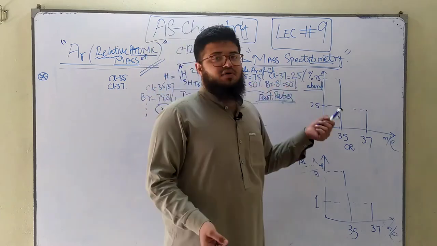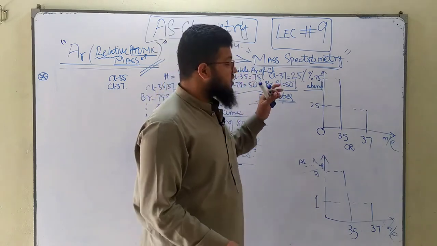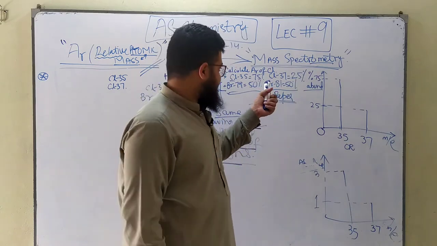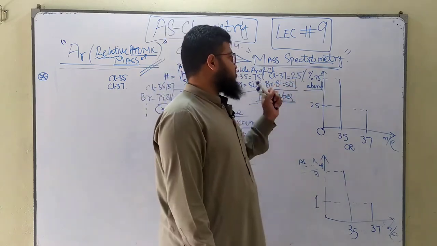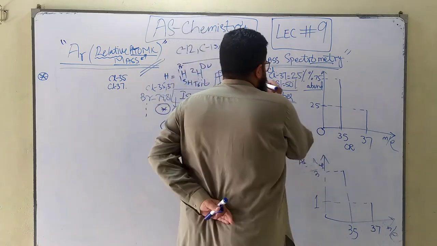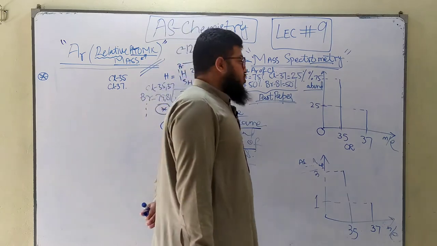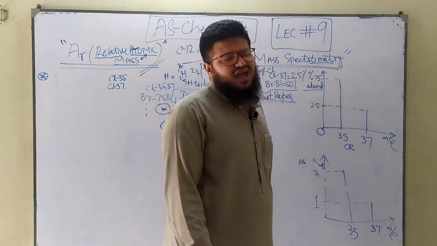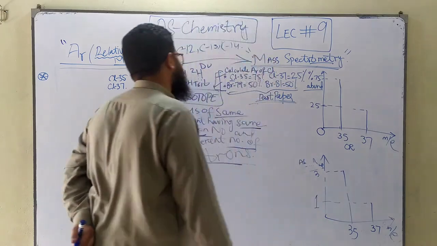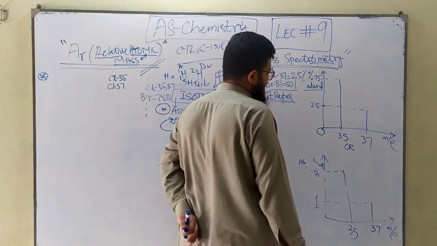Similarly, if you take a sample of chlorine, there is a 75% chance that you will get chlorine 35, with a mass of 35, and a 25% chance that you will get chlorine 37. Now guys, this percentage abundance is very important in order to calculate the relative atomic mass of chlorine, bromine or any element out there. I'll take the example of chlorine and explain the methodology of calculating the relative atomic mass.